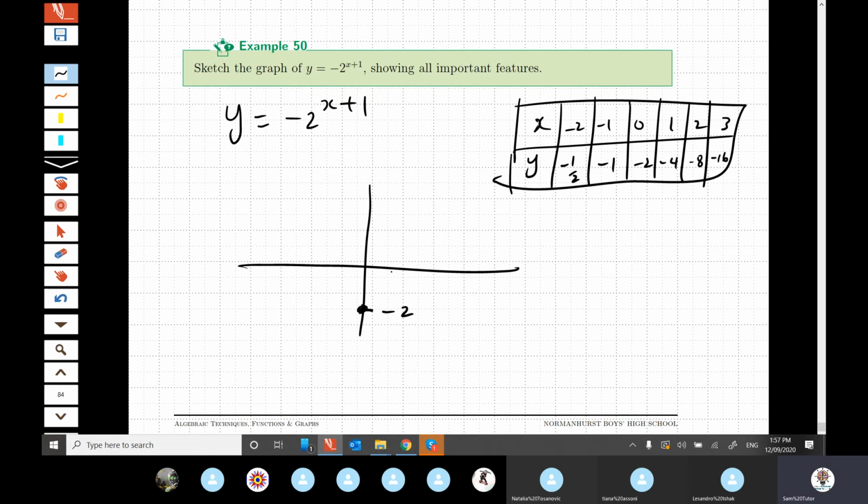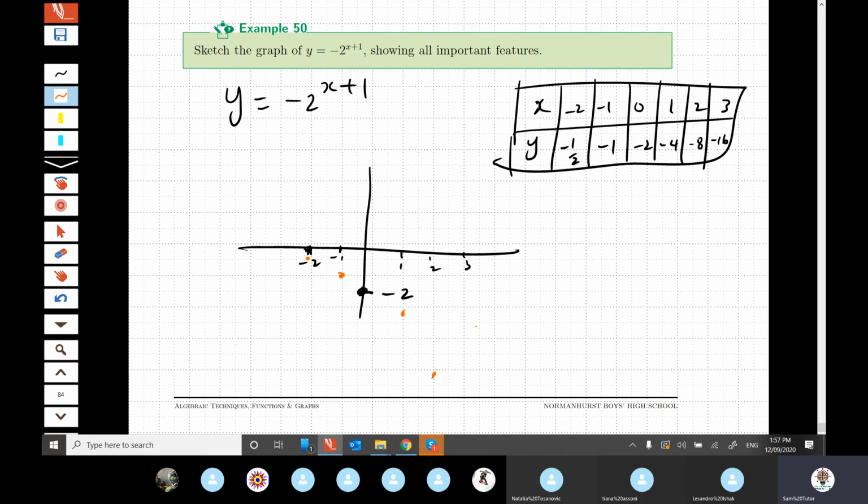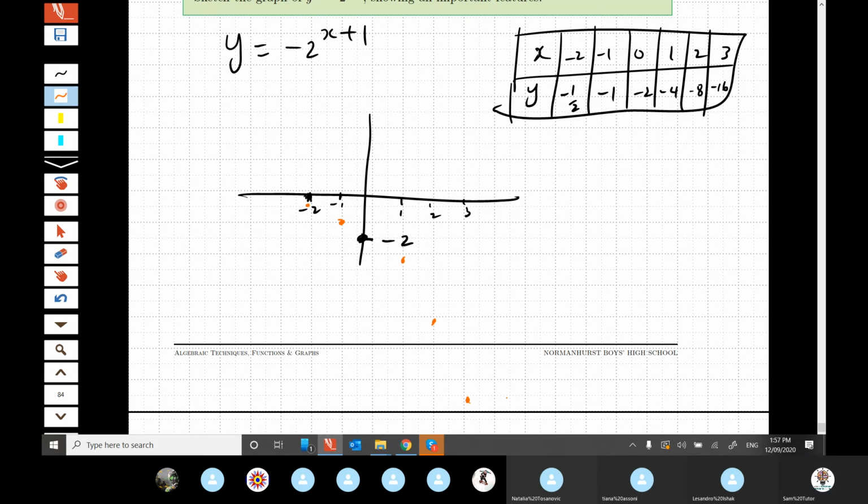All right, let's see. So at -2, it gave me -half. At -1, it gave me -1. At 0, it gave me -2. At 1, it gave me -4. You guys think you know the shape now? At 2, it gave me -8. At 3, it gave me -16. Can you see the shape? Because you should know how an exponential looks.